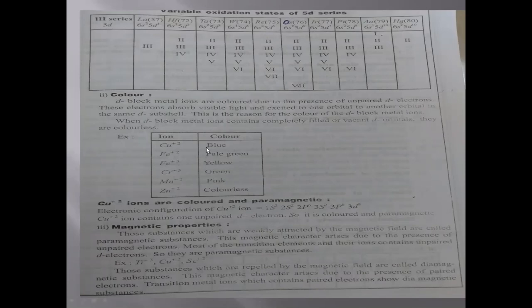Those substances which are repelled by the magnetic field are called diamagnetic substances. This magnetic character arises due to the presence of paired electrons. Transition metal ions which contain paired electrons show diamagnetic behavior. Again I am repeating, those substances which are repelled by the magnetic field are called diamagnetic substances.